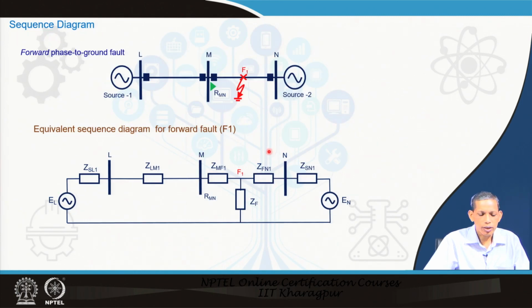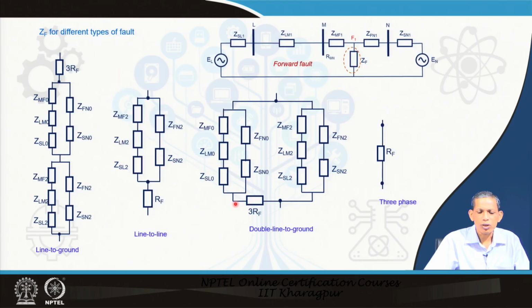So, thus we can say that for phase A to ground fault in the forward direction, if we do now the F1 fault, then the fault becomes here, and in a similar way we can put the positive, negative and zero sequence networks with 3R_f in series, and then we can get the corresponding equivalent network, positive sequence network and equivalent Z_F. The combination of negative, zero and 3R_f series connection will be the equivalent Z_F, and the network connections will be like this.